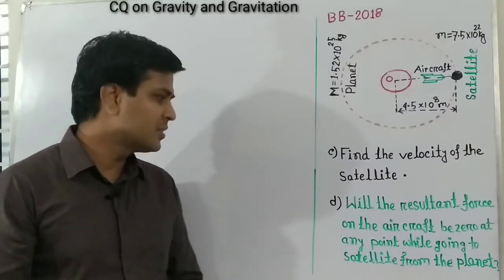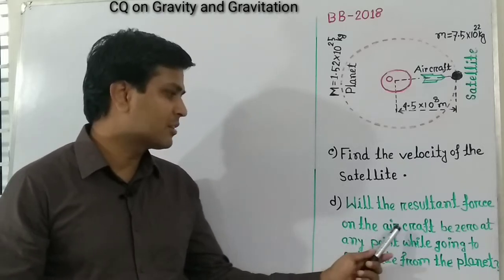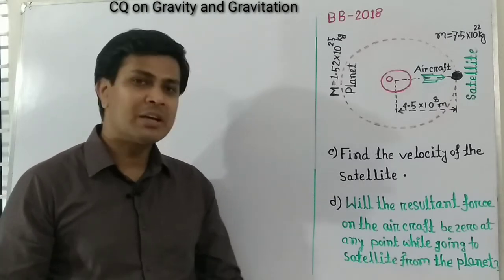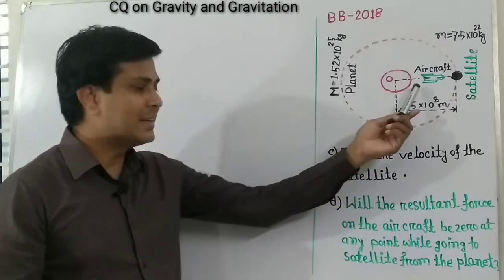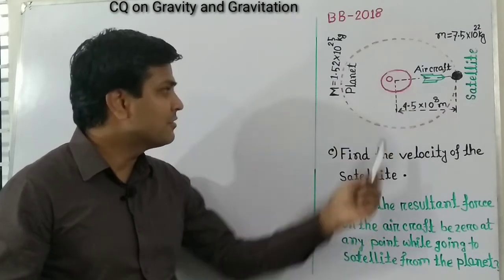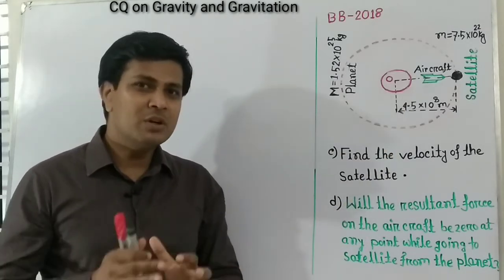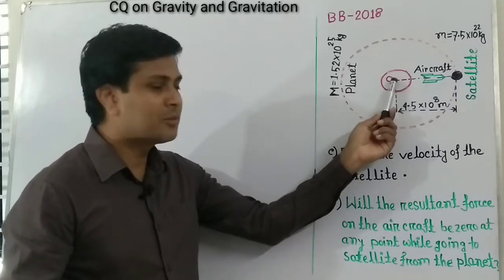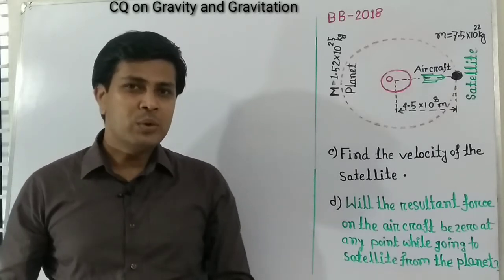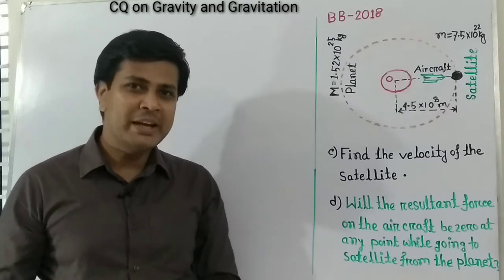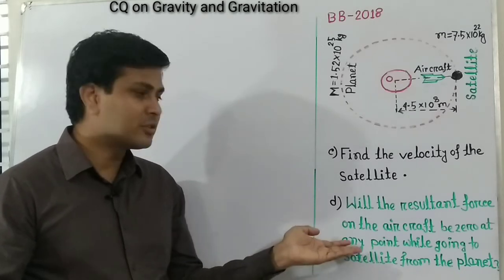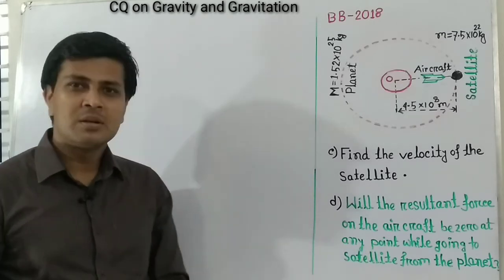Question D. The question is, will the resultant force on the aircraft be zero at any point while going to the satellite from the planet? That means when the aircraft goes from the planet to the satellite, at what point will the resultant force be zero? If we consider x meter from the center of the planet, where the resultant force will be zero, then we can calculate the value of x. Then we will get the distance where the resultant force on the aircraft will be zero. Let's see the solution.